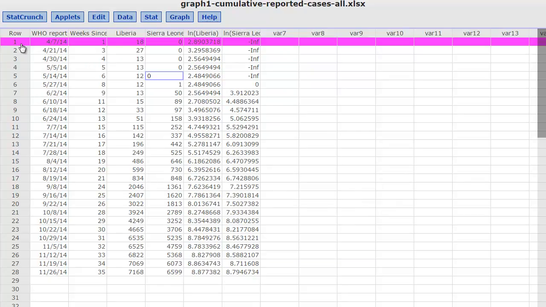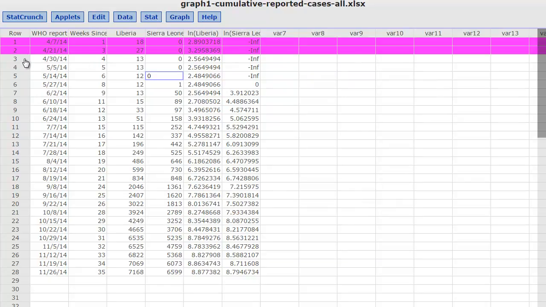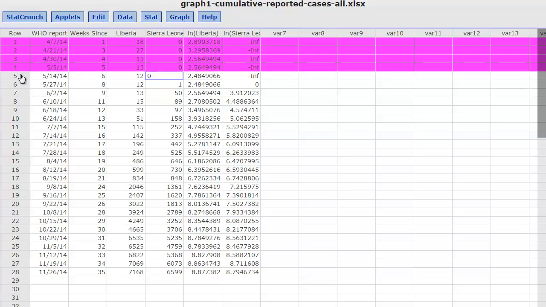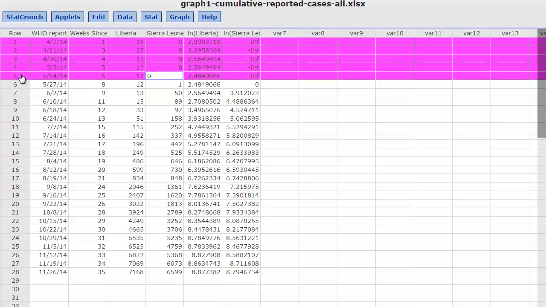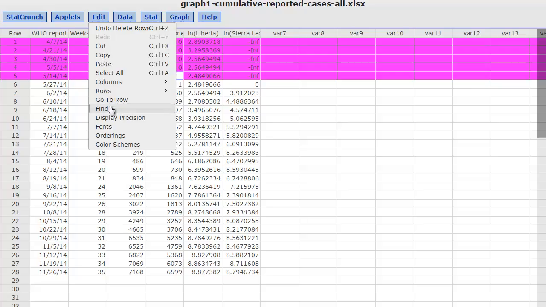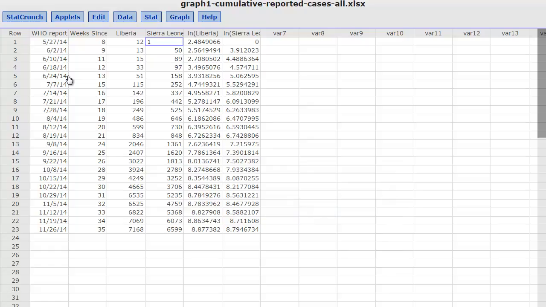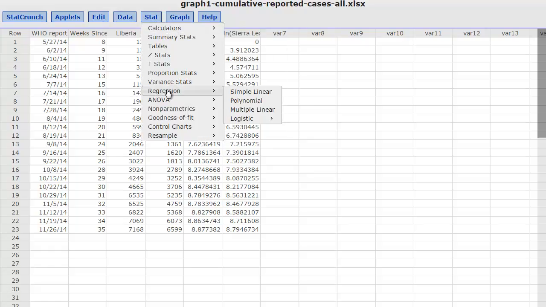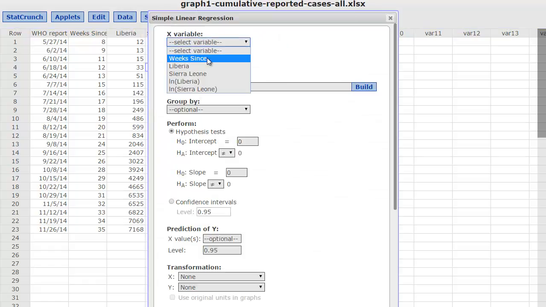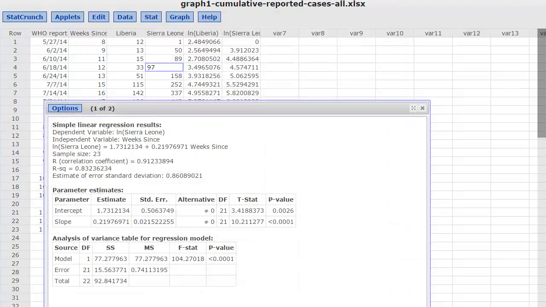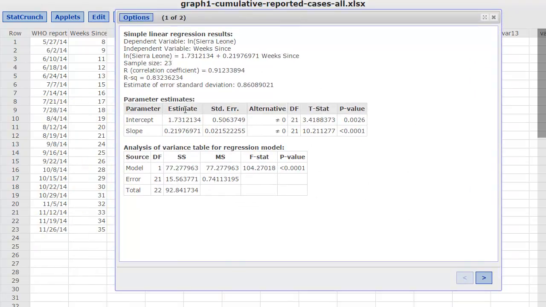So let's see. 1, 2, 3, 4, 5 need to be deleted. So edit, rows, delete, compute, and there it is. Okay. So now we've got something nicer that we can actually compute. Sorry about that. So stat regression, simple linear, week since, the ln, compute. Aha, this looks a lot better.